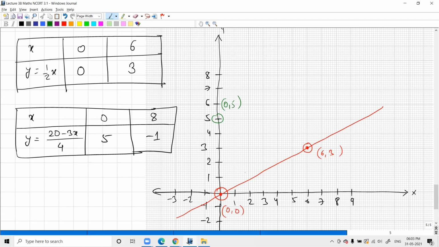Then what else? 8 comma minus 1. Where is 8 comma minus 1? 8 is here. You need to go minus 1 down. So this is 8 comma minus 1. Everyone agrees with me? Am I right? Or did I make a mistake? Now, just take a scale and join these 2 points. Of course, by hand, it's not easy to draw. You people will have a scale and you will draw it properly. So that's your line.